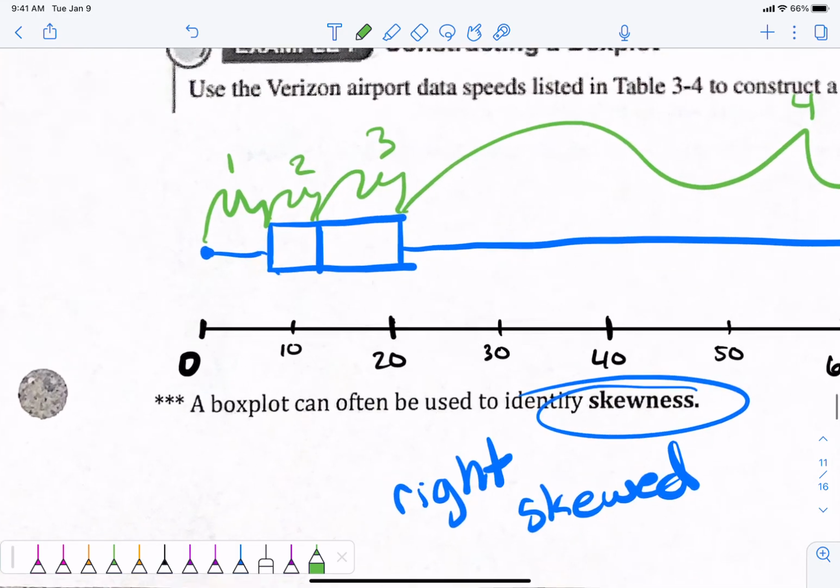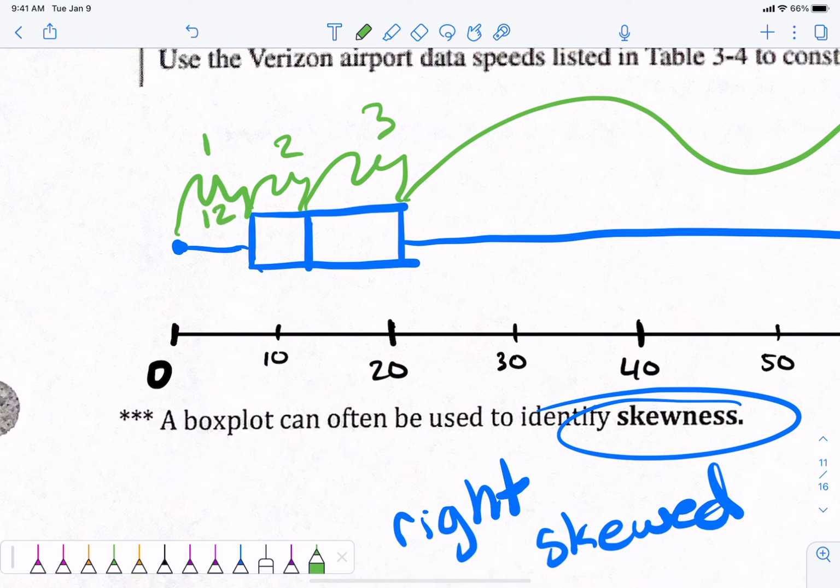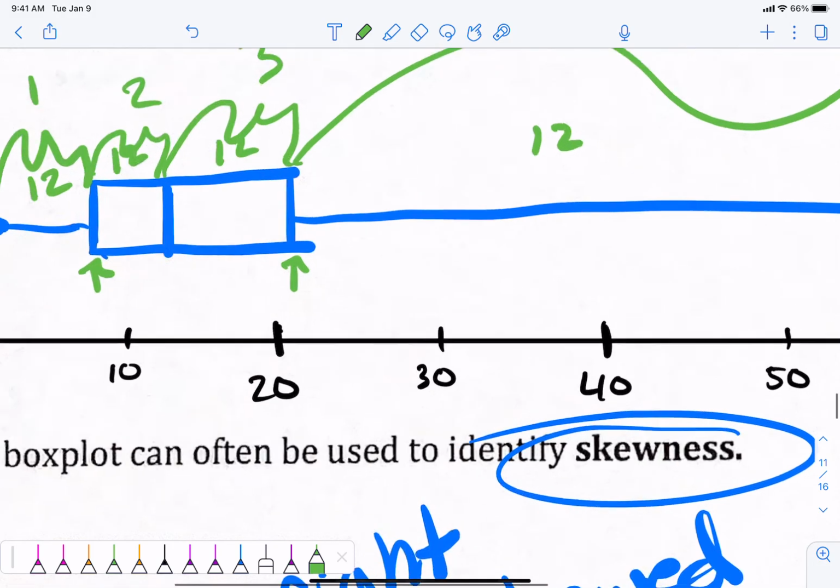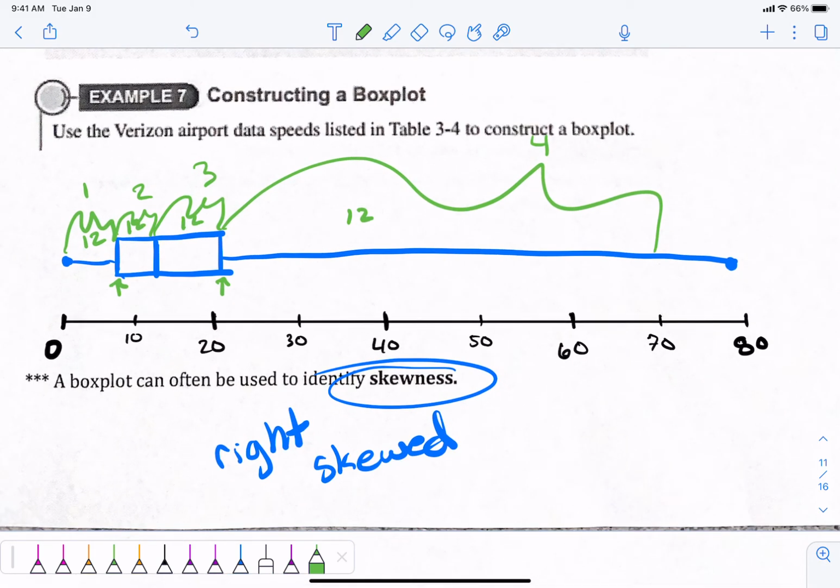If there's 50, this would be like 12, 12, 12, and 12 numbers in each data set. But this would be like the 13th number and the third, whatever, those two, right? There's the same number of numbers in each data set, but what do I know about the 4th quartile? They're very spread apart, right?